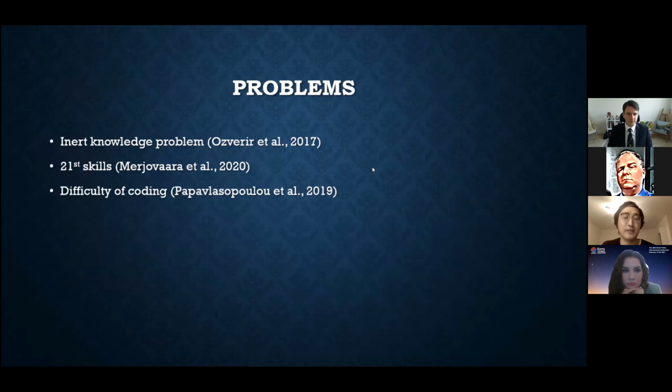Okay, so this is my design-based research. The problem that I found is the inert knowledge problem. Even though students learn something like grammar or English in class, they cannot apply it because they don't use English outside of class. And then students also need to learn 21st century skills. There were lots of difficulties with coding reported. Students feel like coding is really difficult. So I'd like to solve these problems.